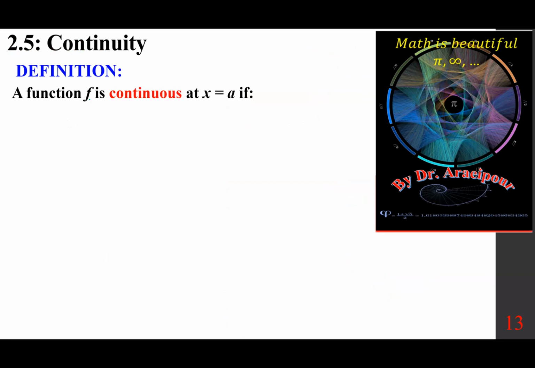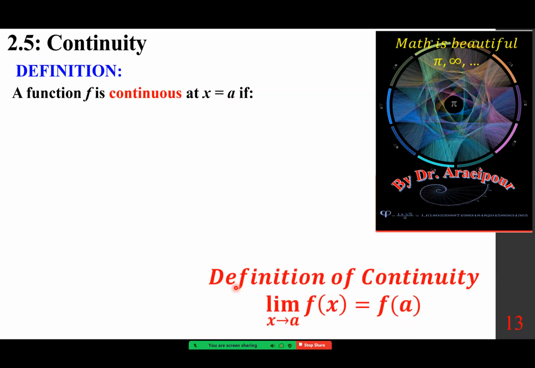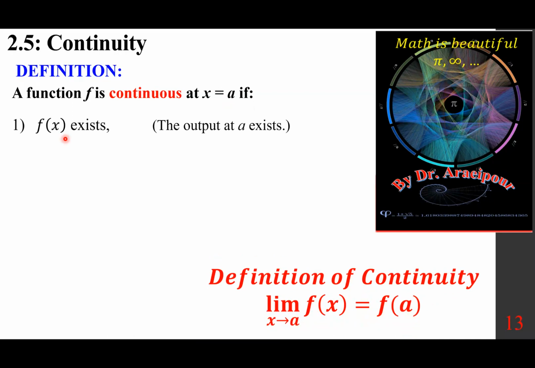Continuity. A function f is continuous at x equals a if this is true. The limit of f of x as x approaching a equals f of a. If the limit and functional value are identical or equal, the function is continuous. Therefore, we have to look at the following situation. Number one, f of x exists. The output at a exists.